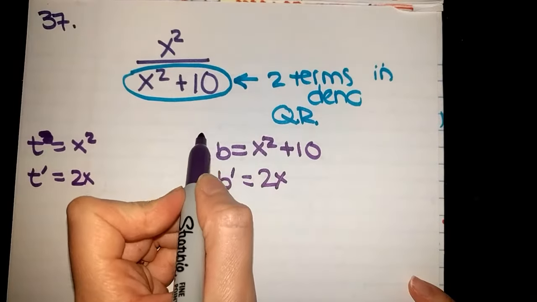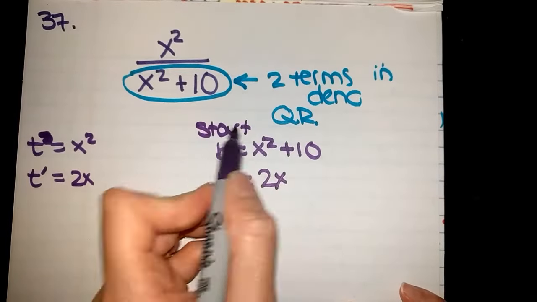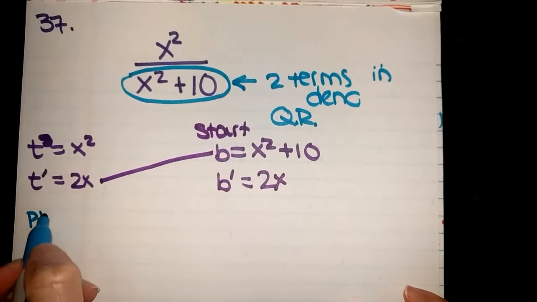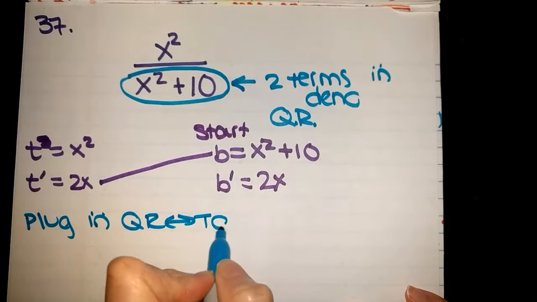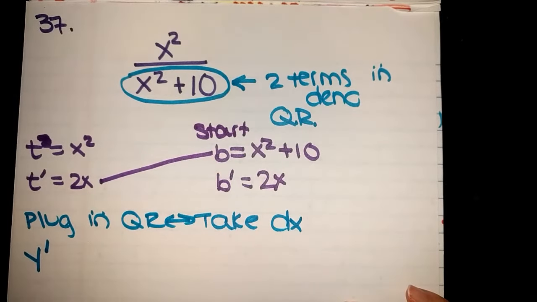So we start, B is for beginning. That's very important, that you always start with the bottom. So you start over here at the bottom, take it times the derivative of the top. And again, when you plug into the quotient rule, that is you taking the derivative. So as soon as you plug into the quotient rule, that's your y prime now.